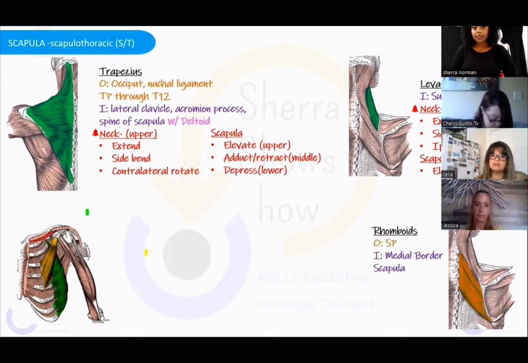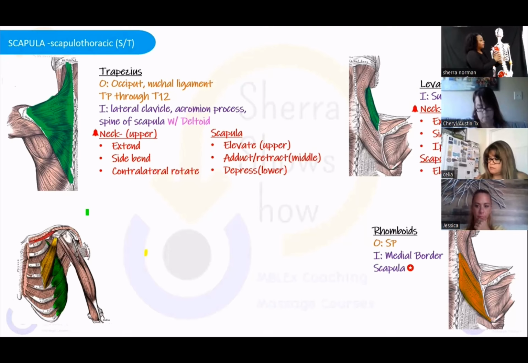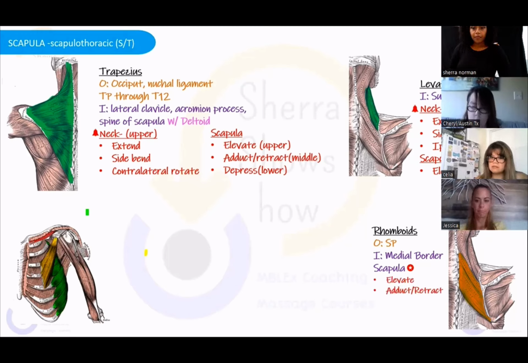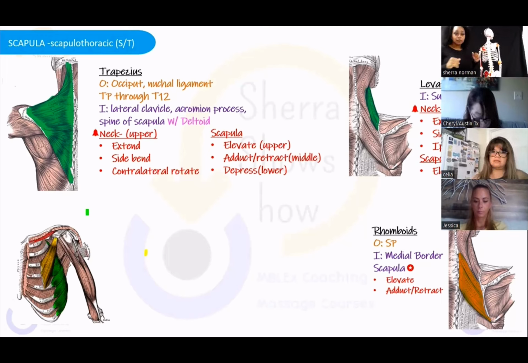Right? Rhomboids originate on the spinous processes and go to the medial border of the scapula. Okay, make sure you know that. The rhomboids can be found between the scapula. They look like little Christmas trees. The fibers go down like a Christmas tree. So if the fibers go down like a Christmas tree, how are they going to pull on the scapula? They're going to pull them up and together, elevate and adduct, or retract the scapula. They're going to pull them up and towards the spine. Okay.